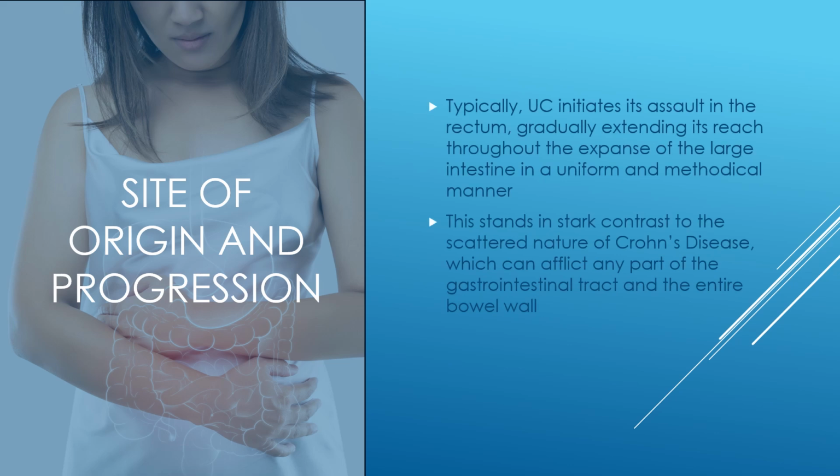Site of origin and progression. Typically, UC initiates its assault in the rectum, gradually extending its reach throughout the expanse of the large intestine in a uniform and methodical manner. This stands in stark contrast to the scattered nature of Crohn's disease, which can afflict any part of the gastrointestinal tract and the entire bowel wall.